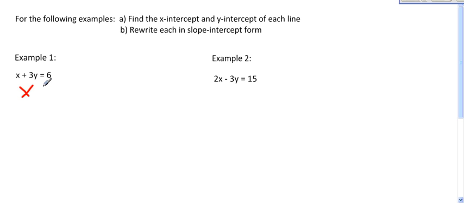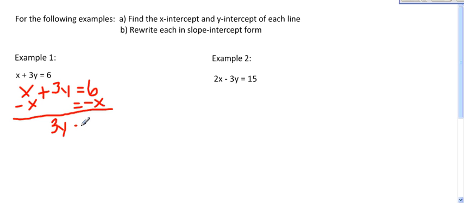I'm just going to go ahead and rewrite this equation out real quick. In order to do this, remember our whole goal is to get y alone. In order to get y alone, we need to get rid of x. X is a positive x, so we need to subtract x. What you do to one side, you do to the other. Okay? X take away x would cancel out. You're going to drop down the positive 3y.